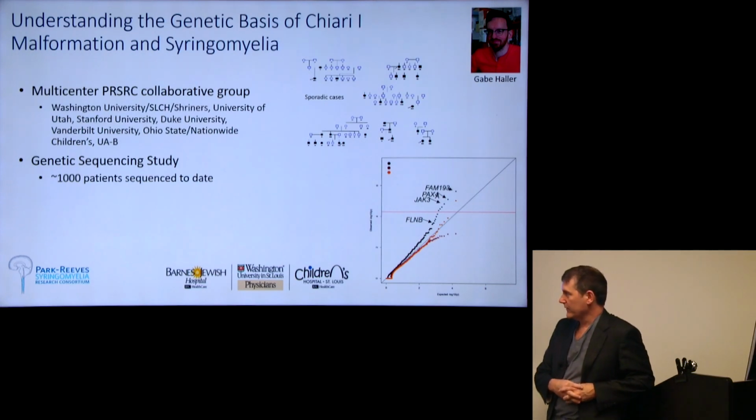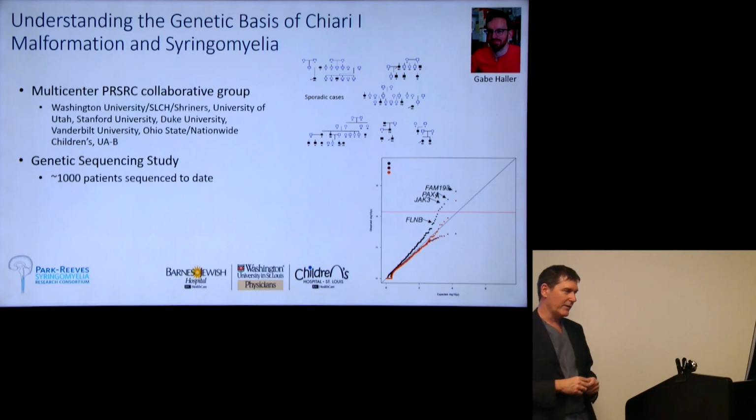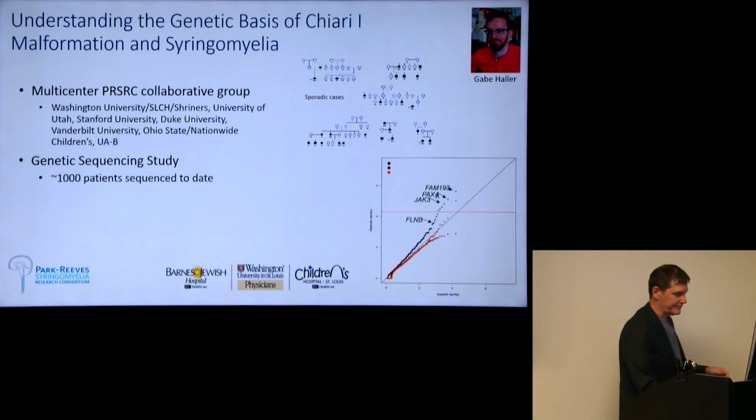One of the things we're doing is looking at the genetics of this disease. And so this is Gabe Haller, who was my colleague at Washington University. He's a human geneticist, and Bobby Jones has helped us with this study as well, trying to get at the genetic variations that are associated with Chiari malformation, because they can give us insight into why it develops in the first place.